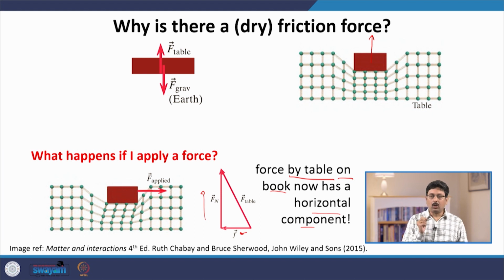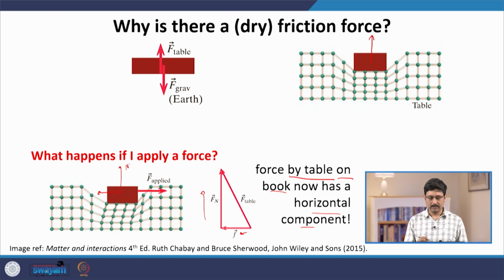So, the net resultant contact force is no longer perpendicular. Let us call the normal component Fn or N. As you can expect, the horizontal force will be in a direction to remove this deformation, and hence it should be in the direction opposite to the applied force. So, it should be on the left if the applied force is towards the right, and this horizontal force is called friction, as simple as that.